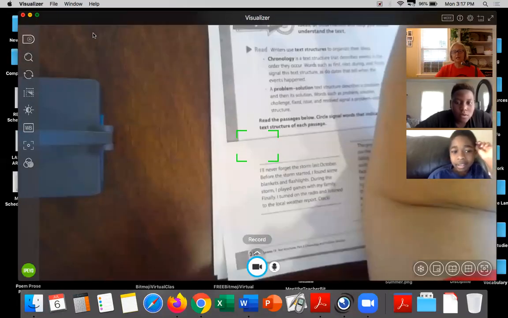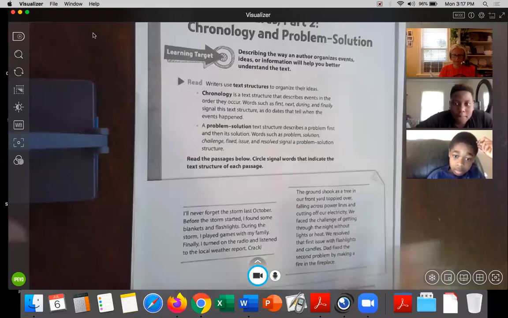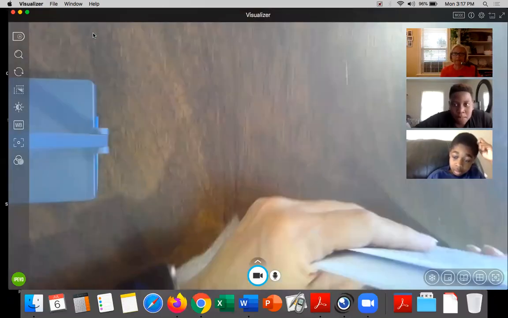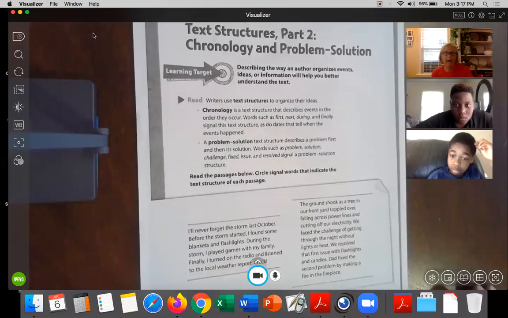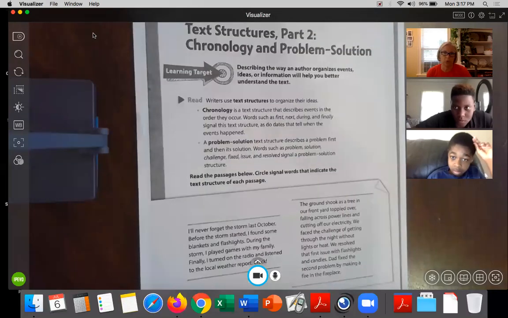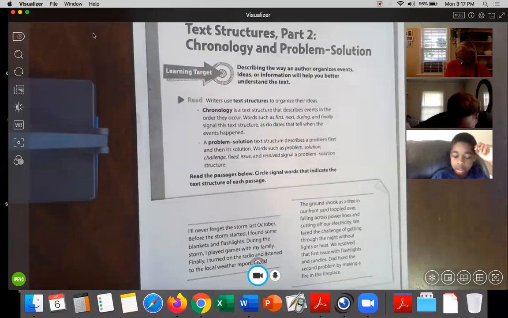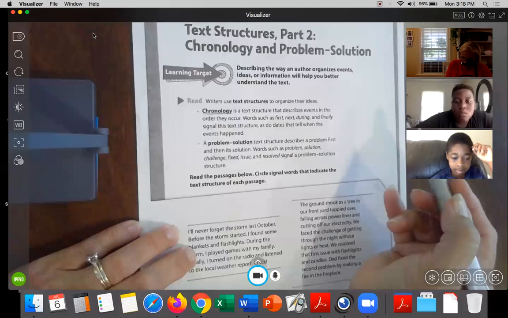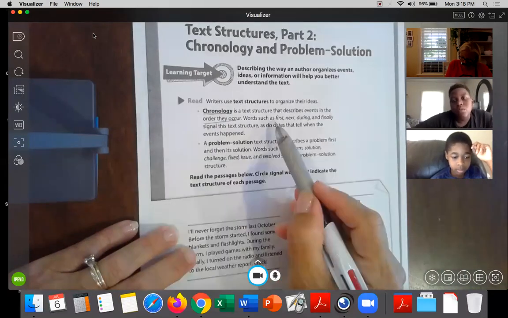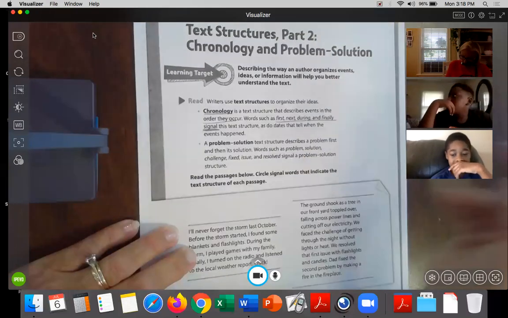Okay. All right. So we're going to talk about our lesson in our Ready books, and you've probably already done this. I feel certain both your teachers have done it, but we're just doing some review. These are two types of text structures. One is chronological, a text structure that describes events in the order that they occur. You're looking for first, next, during, and finally as signal words.